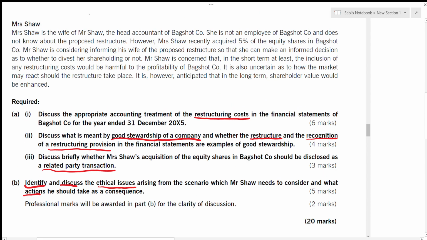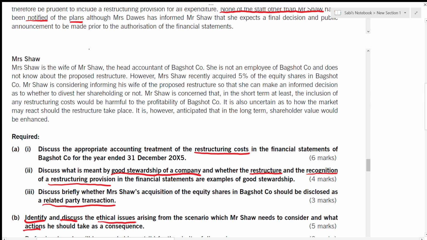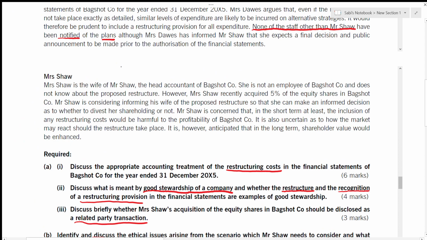For that, we have to read about Mrs. Shaw, right? This paragraph only. Mrs. Shaw is the wife of Mr. Shaw, the head accountant of Backshot company, right? This information is given in the introduction, in the background, in the very beginning, so they're just repeating it. She is not an employee of Backshot company and does not know about the proposed restructure. Okay, so she is not an employee, does not know about the restructure.